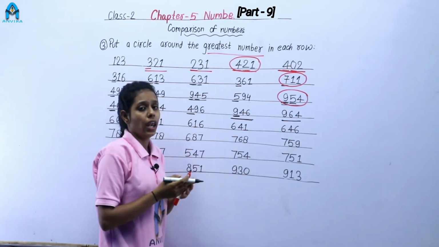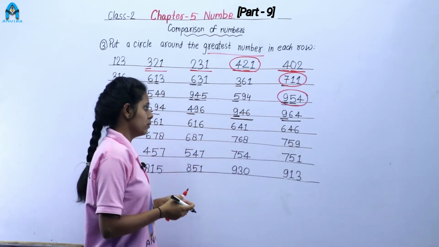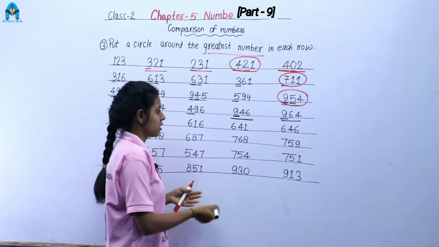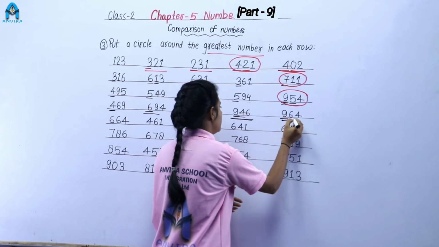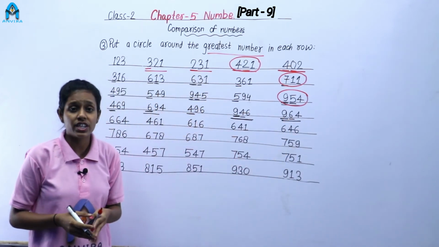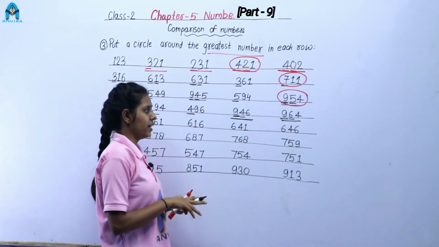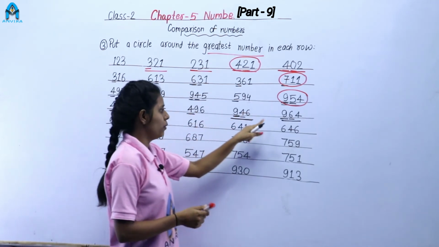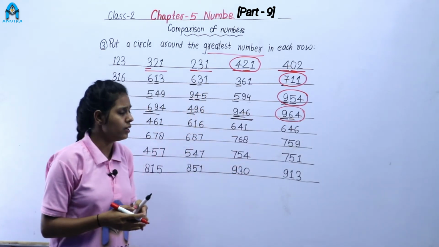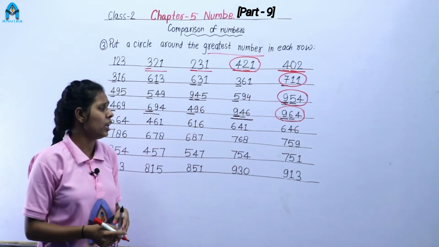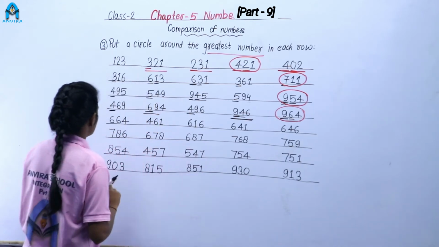So, here is 900 and here is also 900. So, what we have to do? Let's start with the tens place. So, here is 4 and here is 6. Which is greatest? Yes, 6 is greatest. That's why we say in this row 964 is the greatest number. So, we have to put circle on 964.